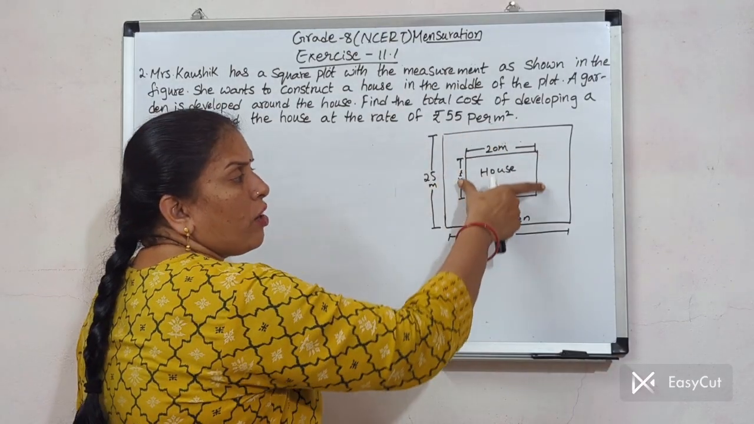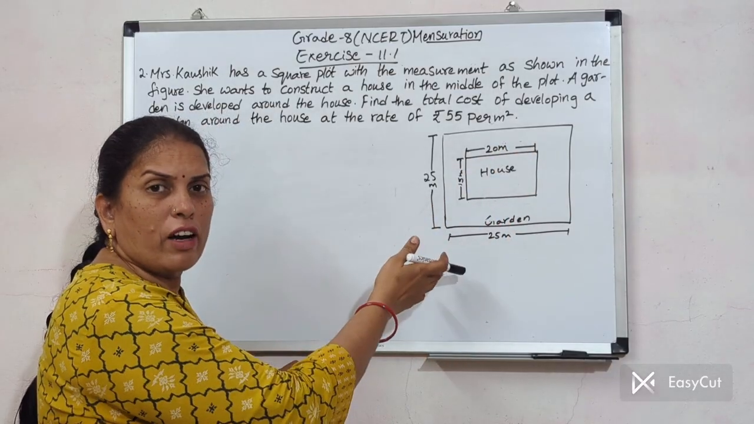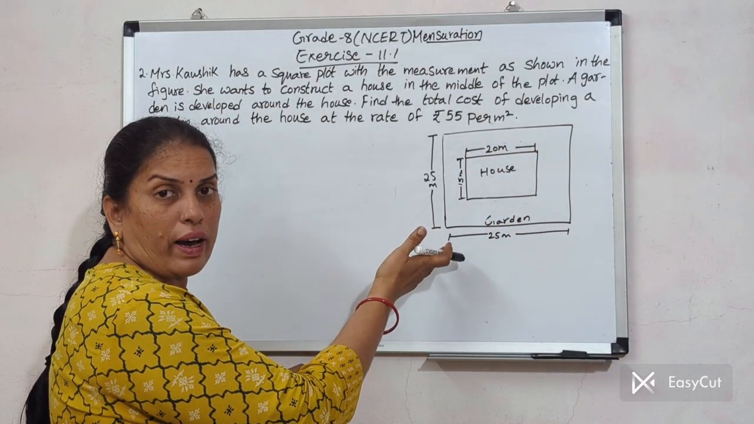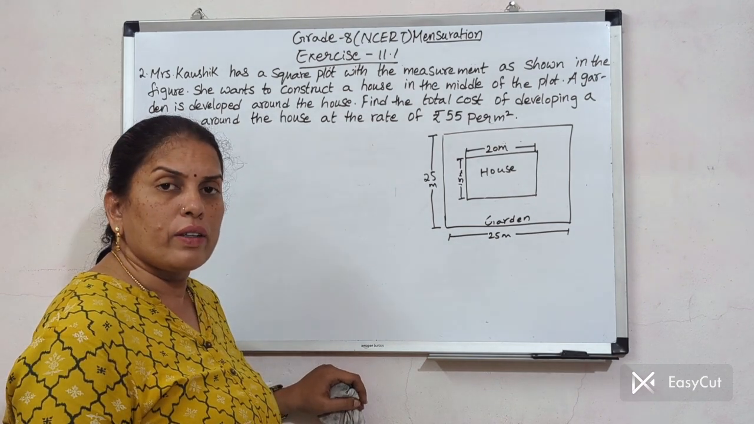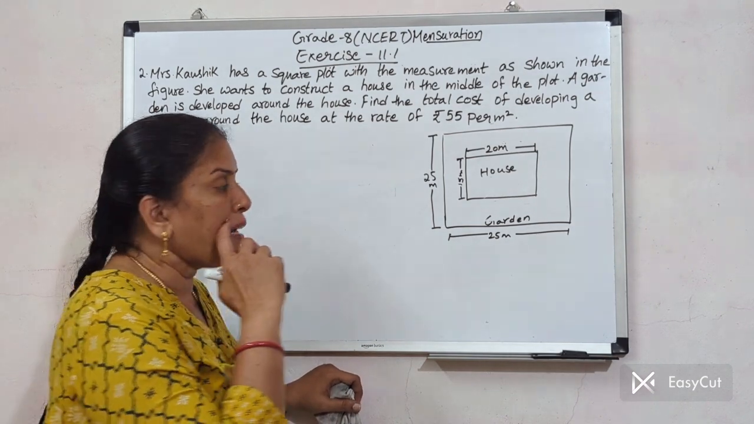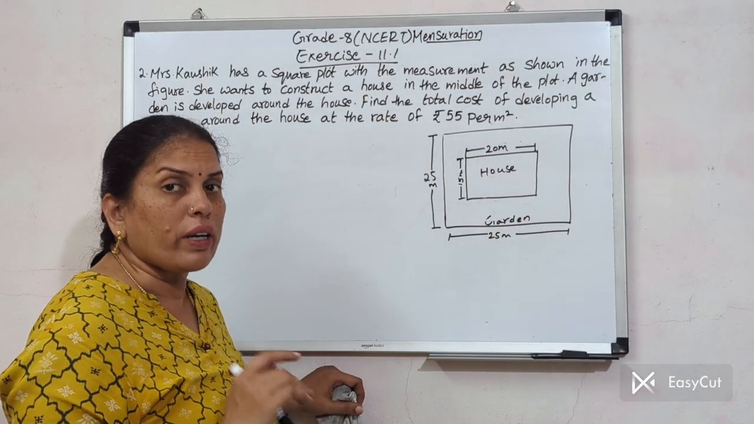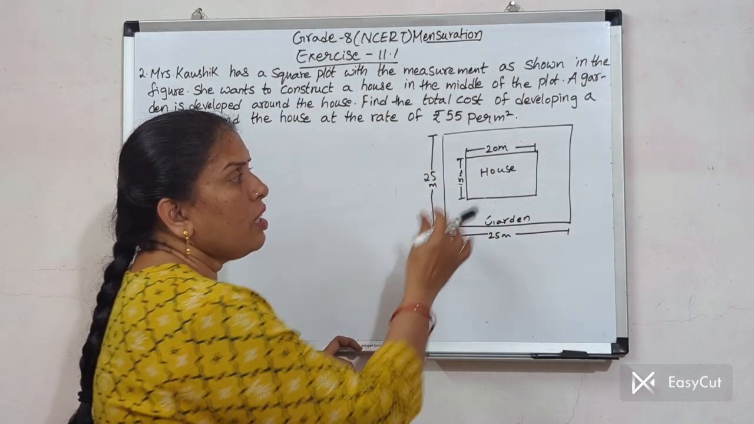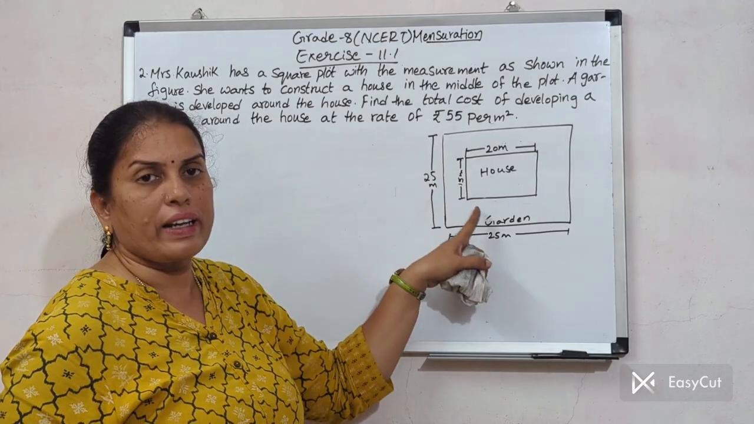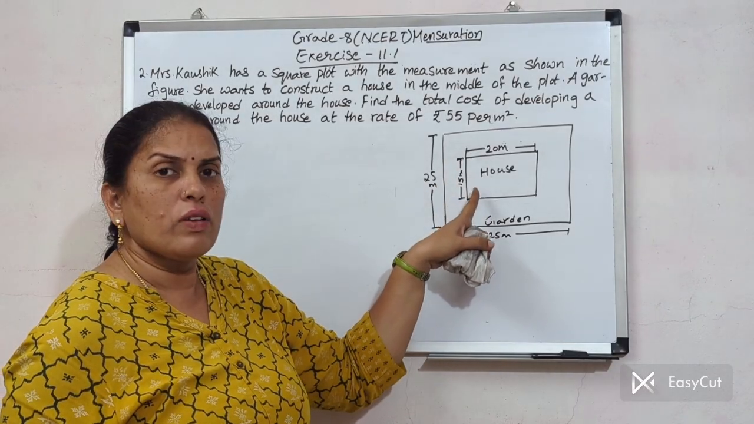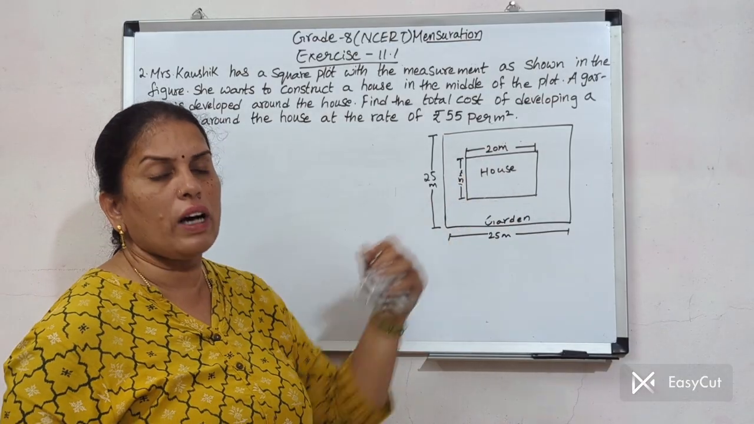See, if you find out the area of the plot, that means the area of the square, because it is a square shape. So area of the square is equal to side into side. We will get 25 into 25, the area of the plot, the total area. Afterwards, you must find the area of the house. The house is in the shape of a rectangle, so area of the house is length into breadth, 20 into 15.